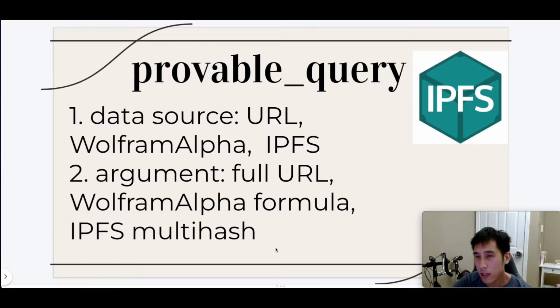When using Provable as an oracle, to get information from a data source, you use something called a Provable query. That query has two parts. The first part is the data source, for example, Wolfram Alpha or IPFS. And you also need to provide an argument which is applicable for that data source. So for example, if you want to get data from Wolfram Alpha, then you have to provide a Wolfram Alpha formula. If you want to get a document from IPFS, then you need to provide an IPFS multihash.